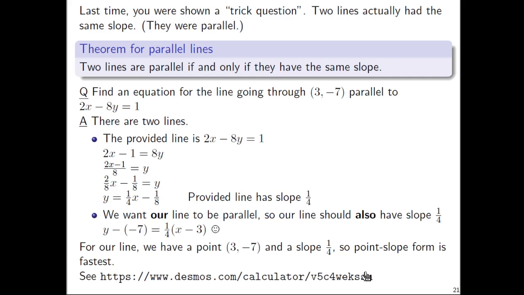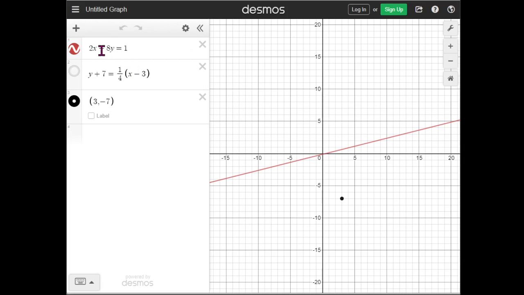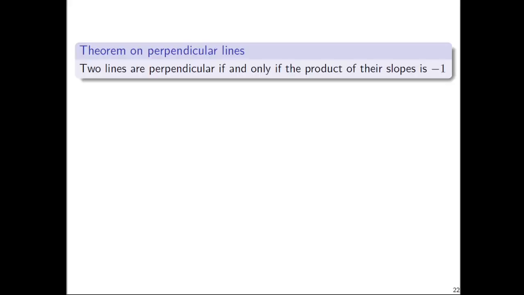Okay, you can see a picture of this. Let me just click on this link. We have the given line, 2x minus 8y equals 1. We can see that the slope is positive, and we had computed it was positive 1/4. We need a line that's parallel to this line, in red, going through the point 3 comma negative 7, drawn down here. And we had determined that this was y minus negative 7 equals 1/4 times the quantity x minus 3. And that looks like this. And these lines are indeed parallel.